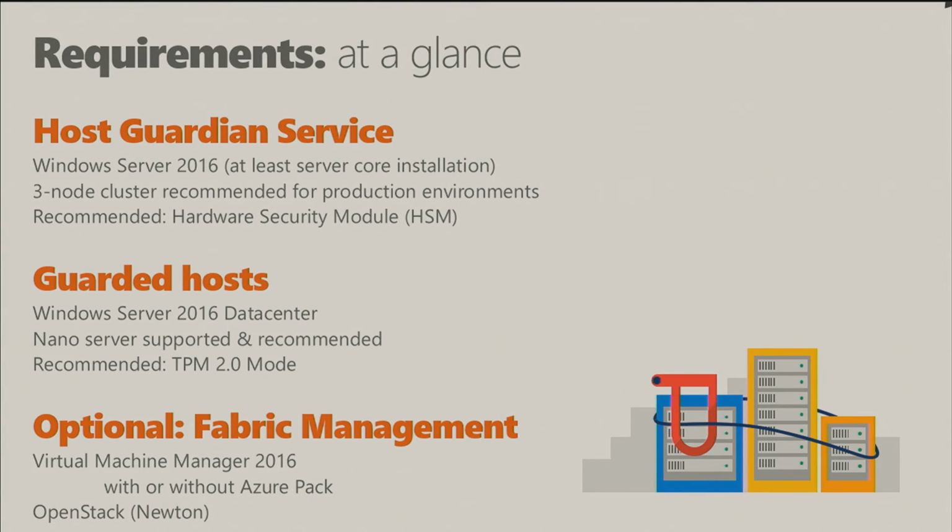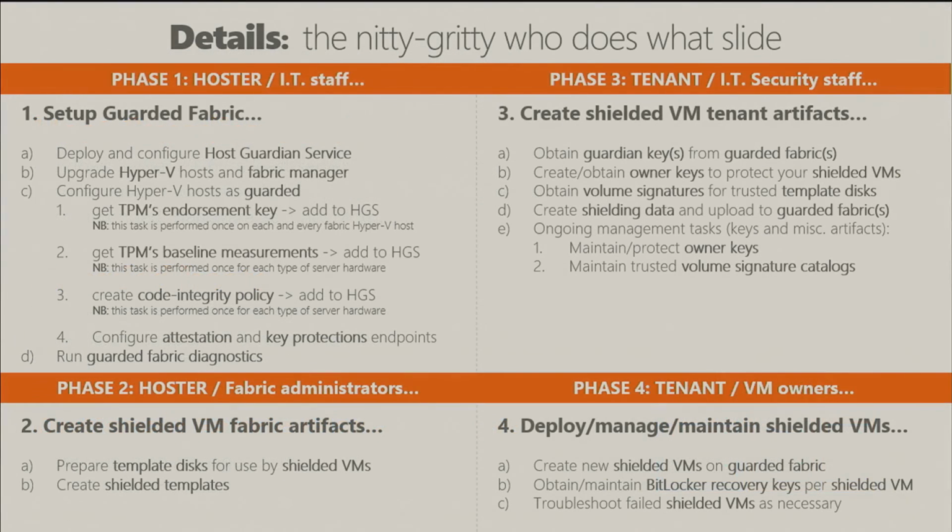It's not particularly large. Obviously, you need guarded hosts, and we've said that you have to have Server 2016 Datacenter Edition. If you want to use TPM attestation mode, you have to have TPM v2. If you don't, then we would recommend you have TPM v1.2 to at least encrypt their disks and use secure measured boot there. But you don't have to. That's just best practice. And then optionally, you can have fabric managers, either OpenStack, VMM, and Azure Pack. Your choice. You can do it all without them.